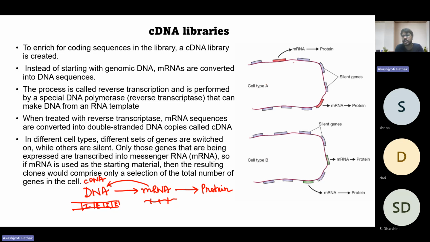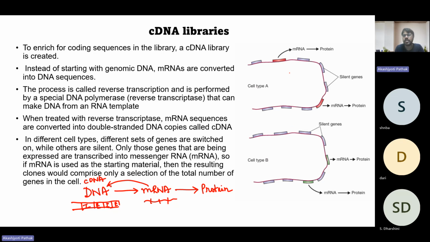So that is what is shown in this figure. In cell type A, these particular genes are silenced. The ones that are marked in gray are silent genes, while those that are marked in red are the genes which are getting expressed in cell type A. While in cell type B, what is happening? Other types of genes are getting expressed, but the genome is the same in both the cells.